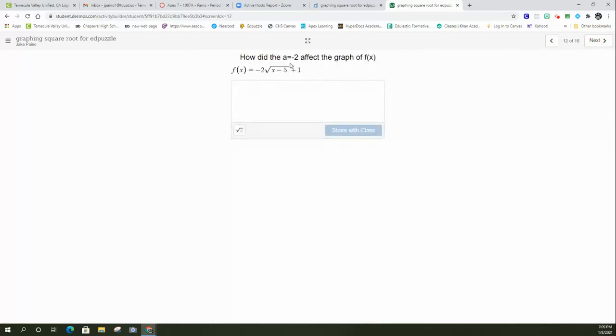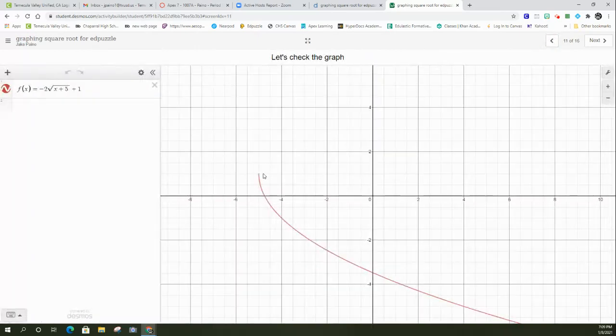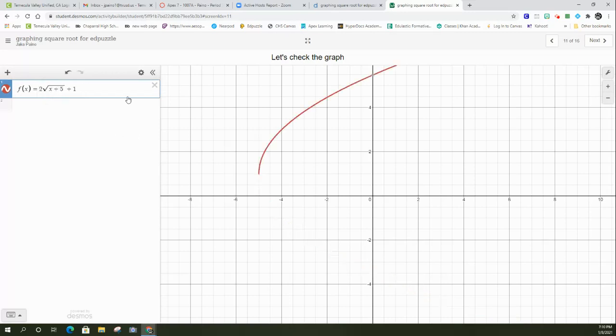So that's what I kind of just talked about there. How did negative 2 affect the graph? Again, it reflected it, so now it's going down. If this was positive 2, it's going up. Make it negative, it reflects it. And then it stretched it out as well. So now instead of down 1 over 1, down 1 over 3, now it's down 2 over 1, down 2 over 3. So that's how it's going to affect it.